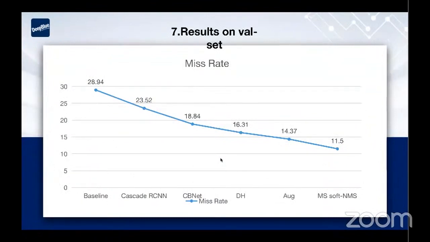Here is the result on our local validation dataset. Our baseline is Faster RCNN ResNet 50. And after we add Cascade RCNN and CBNet, the miss rate got to 18.84. I observed the visualization results and found that some misclassification has been greatly alleviated, but it may be because the recall is low and the improvement is not as large as expected. For testing, we use multi-scale and Soft-NMS.